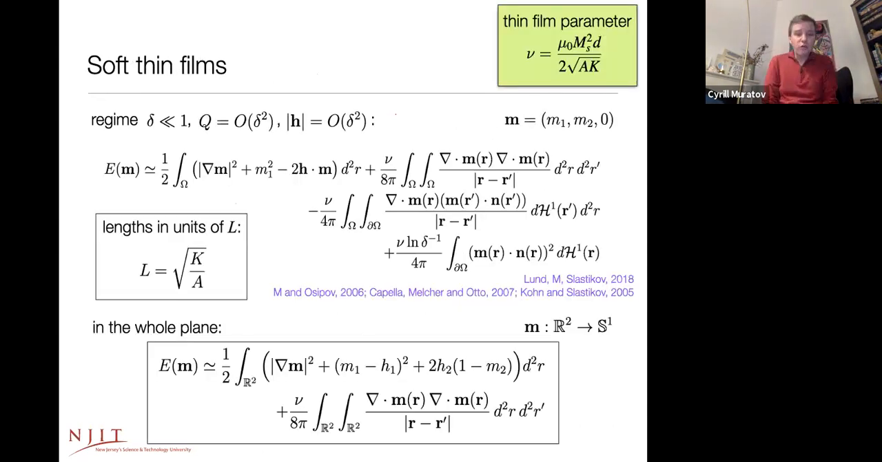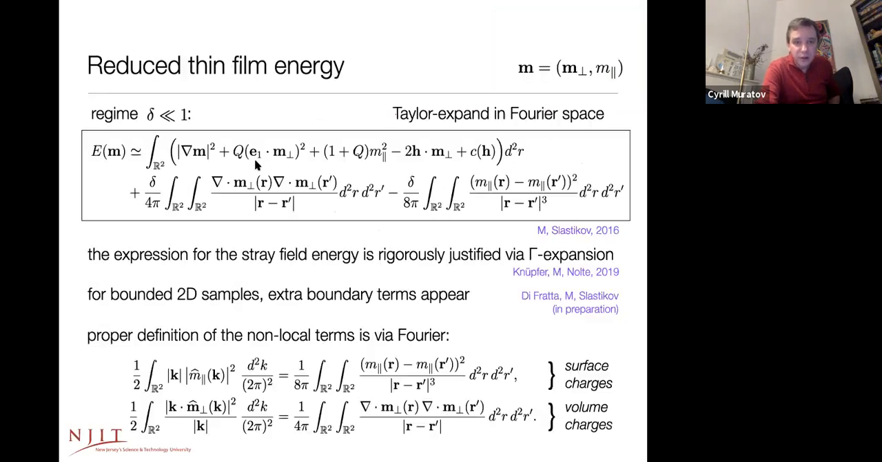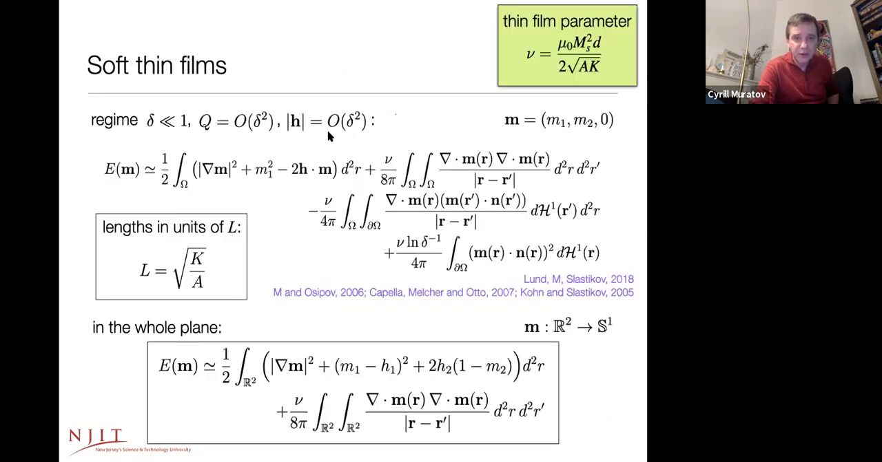So in soft ferromagnetic materials, the next question is what kind of limits to consider. In soft materials, the appropriate limit is to take the quality factor, which measures, let me go back, so this term here is measuring the penalty of the in-plane magnetization away from the easy axis. We assume this to be of order delta squared together with the magnetic field, and then after appropriate rescaling, the energy is asymptotically to the leading orders given by this expression.